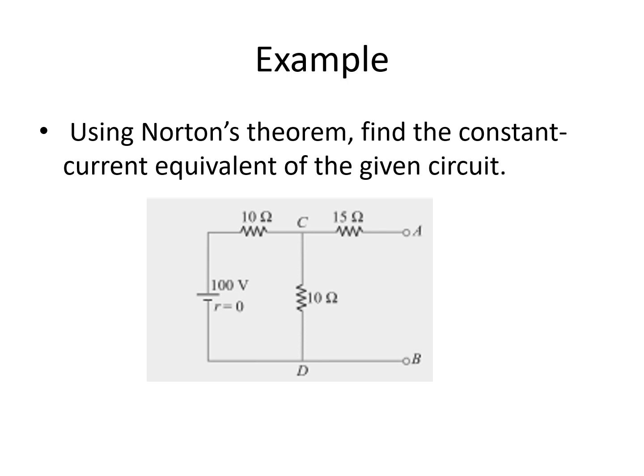We have here, using Norton's theorem, find the constant current equivalent of the circuit. Okay, so what do we do? First, we're going to short circuit this. Okay, so when we short circuit that, we no longer bypass your 10. Why? Because we have 15 here.